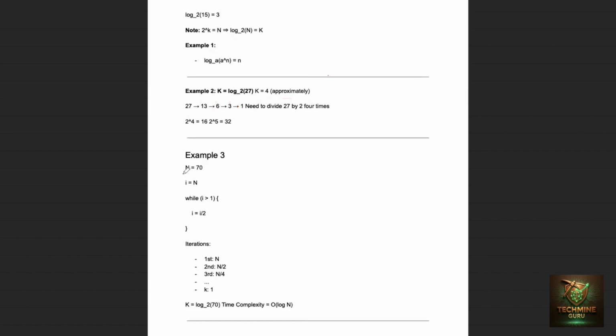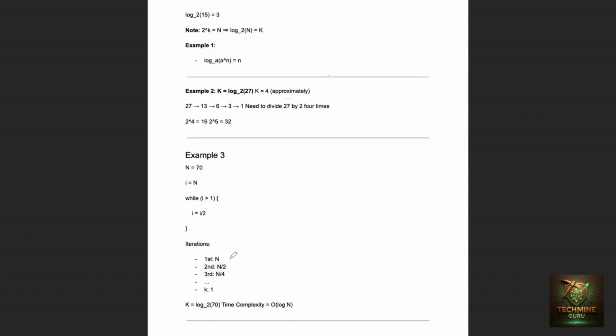Now let's take the example of n equal to 70. Basically, we have to understand that there are two kinds of loops for which the time complexity will come as log of n. So let's take one example. While i is equal to 1, i is equal to i by 2. So this is a simple loop where i is initially considered as n, and if i is greater than 1, you just halve it in the loop.